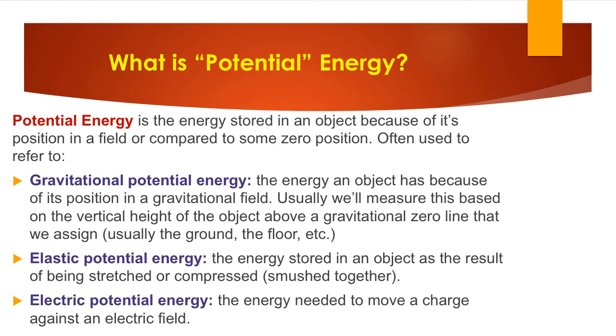It's often used to refer first and foremost to gravitational potential energy. Most of us are familiar with the example of a rock sitting on top of a hill. As long as it's just sitting there and it's high up on the hill, it has gravitational or potential energy. And then as soon as it starts rolling, that is converted or transferred into kinetic energy.